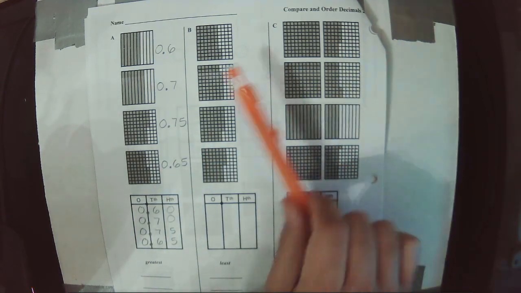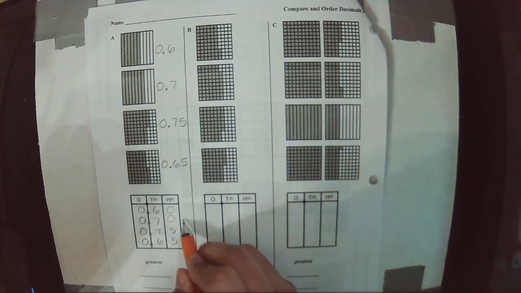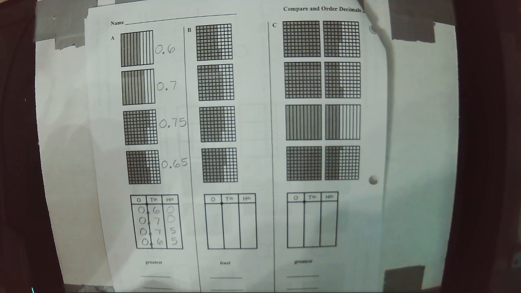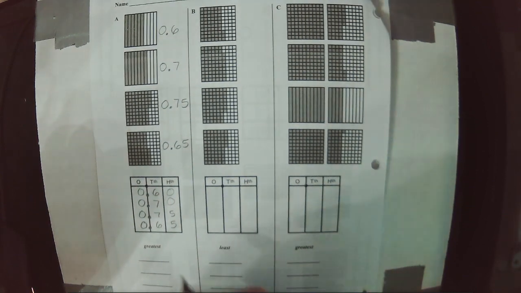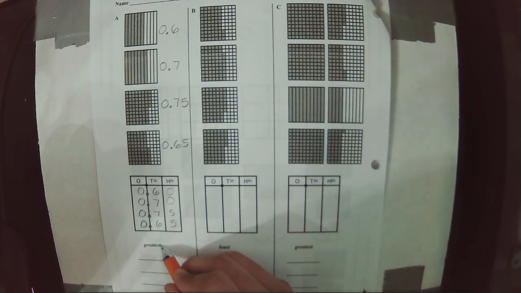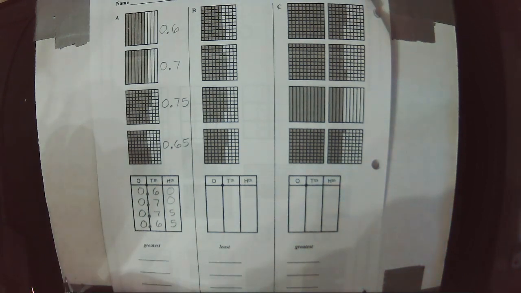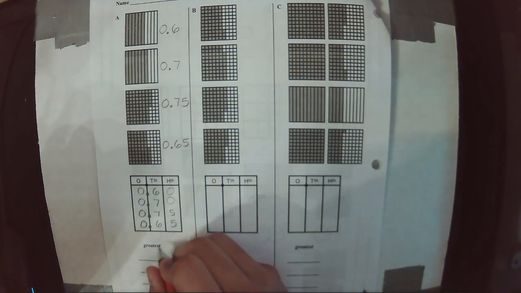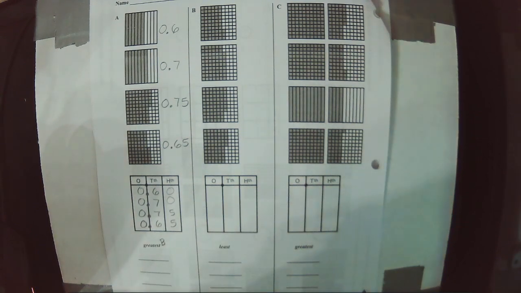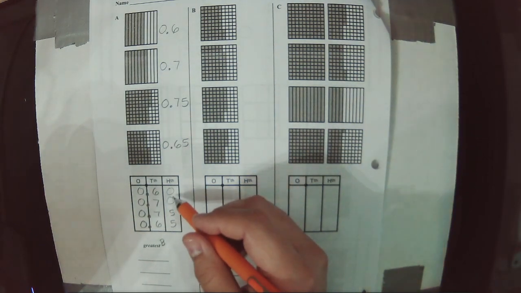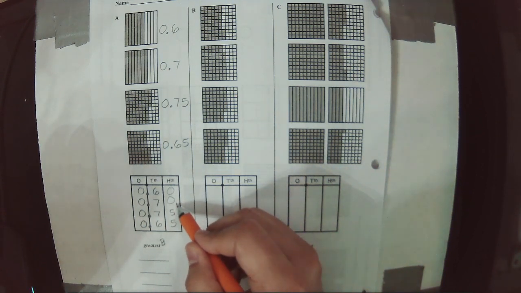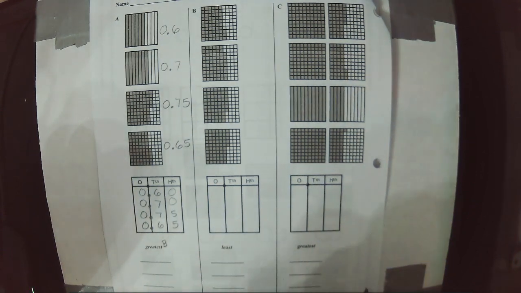I look at the decimals. I do see some differences. 60, 70, 75, 65. If I look underneath this, they want me to put it in order, starting with the greatest and going to the least. What does the greatest mean? Do they want the big numbers or the small numbers? The greatest first and then the least last. Okay, so the big numbers first. I'm going to put a B here so I can remind myself. Big numbers first. If I take a look at my numbers here, 60, 70, 75, 65, what's the biggest number I have?